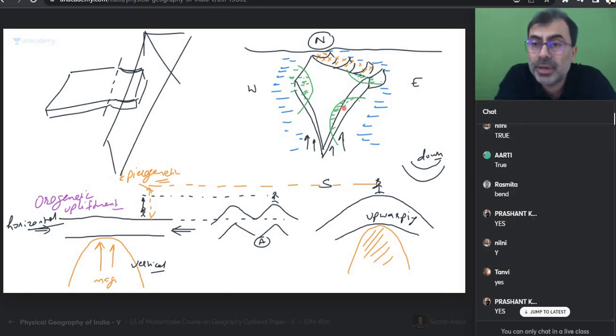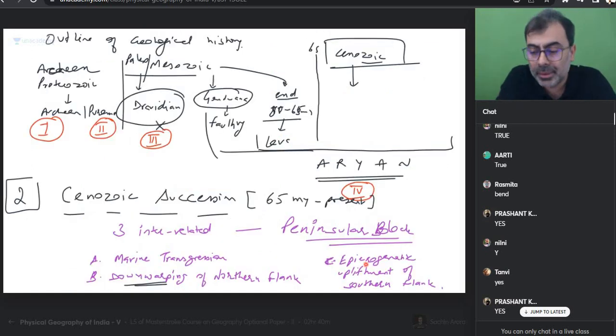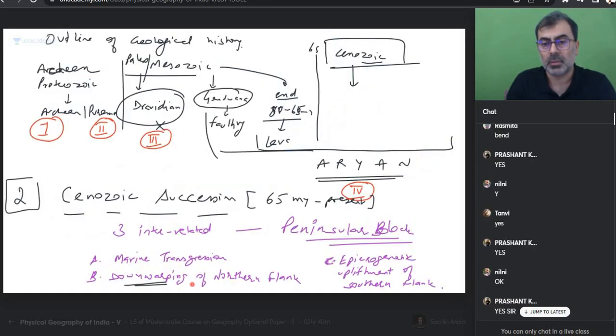Don't write this. Don't write Amrish Puri, Simran, Raj, nonsense. Don't write intercaste, interreligion, interfaith marriage. ऐसा कुछ नहीं होता. सिर्फ बता. ठीक है? 3 interrelated things happen. Everyone okay? यहाँ तक clear? Marine transgression, down warping, this thing. So ये 3 आपने लिख लिया.